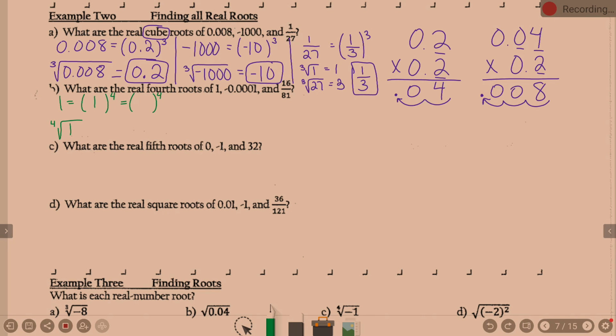Okay, what about C? No reference. Fourth root of -1? Can't do it. Can't do an even root of a negative. So no real roots. So those notes you have written off to the side there, they still apply for the most part, don't they? If you try to do the 4th root of a negative on your calculator, it's going to tell you some type of error.